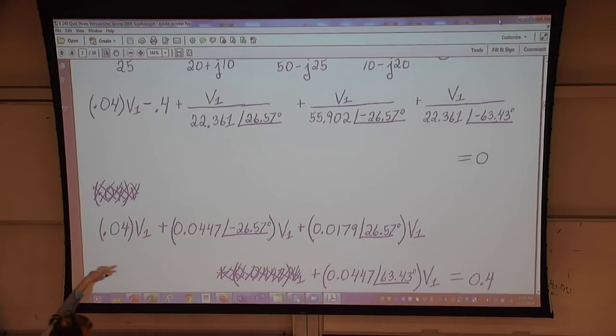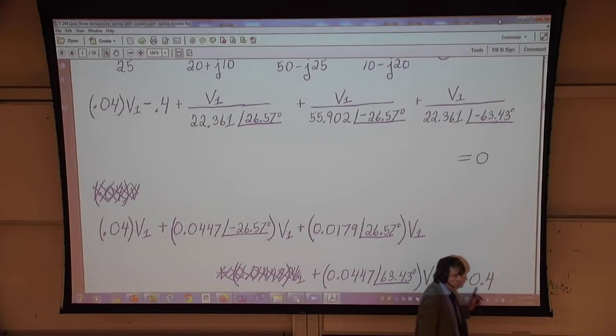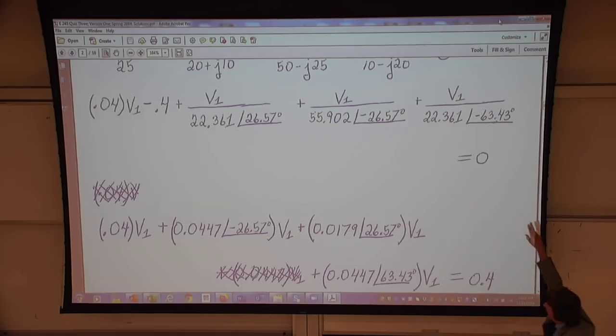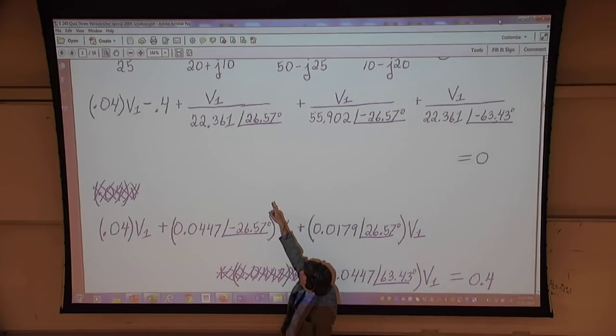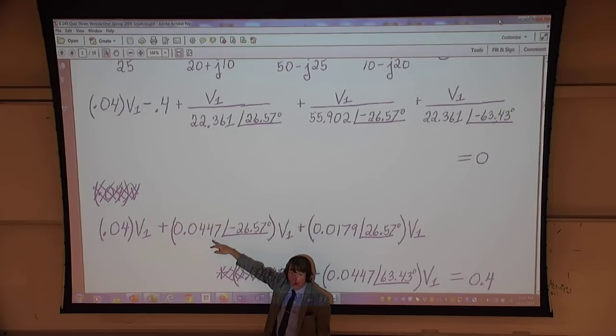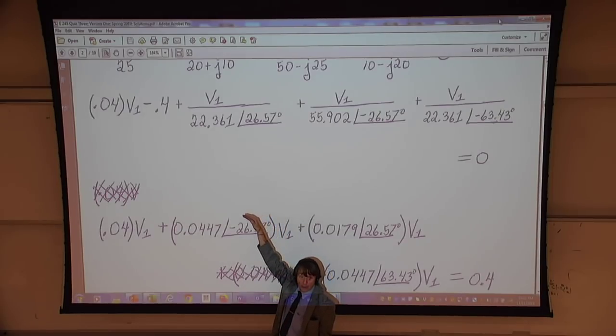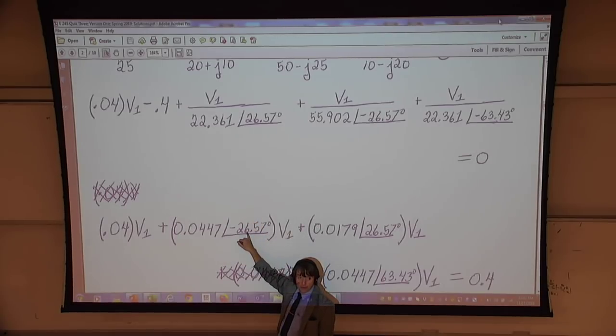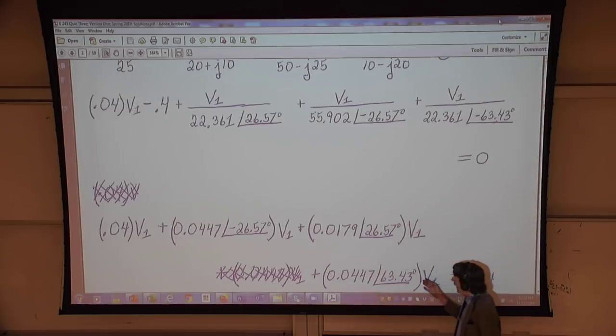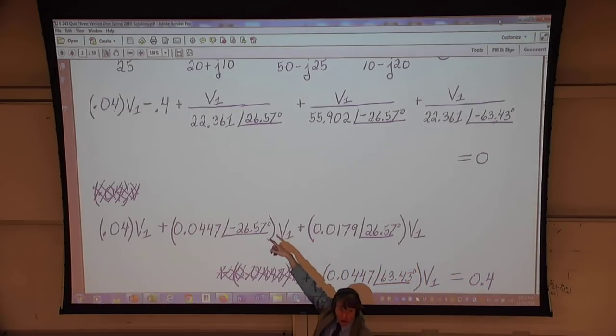And I brought that 0.4 over to the other side. You should get this. Are you getting this? I sense a question. Are you okay with this equation up here? All right. V1 divided by 22.361, just take the reciprocal, 1 over 22.361. And how do I get the angle? Angle of the numerator minus angle of the denominator. Do that for all the terms. All right? And my colleague, I had a minus 0.4. I brought that over to the other side. Are we good? Come on, give me questions. Anything else?